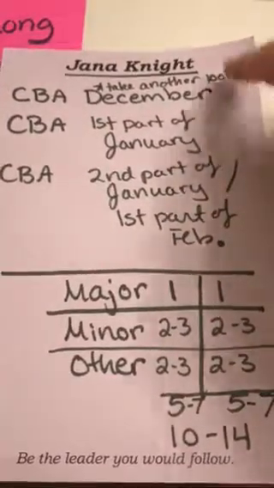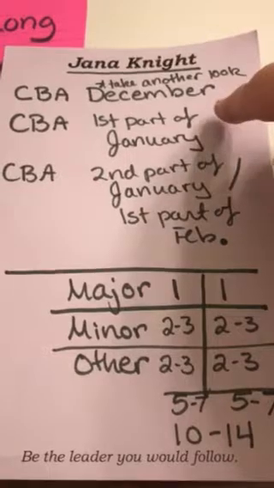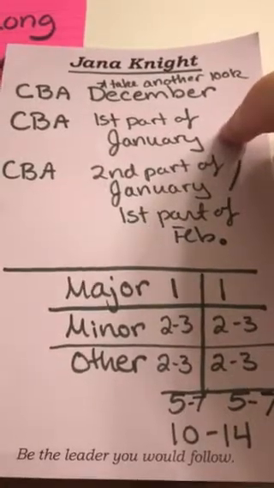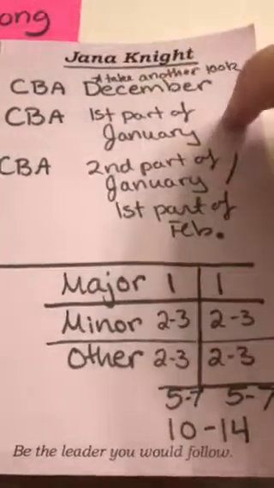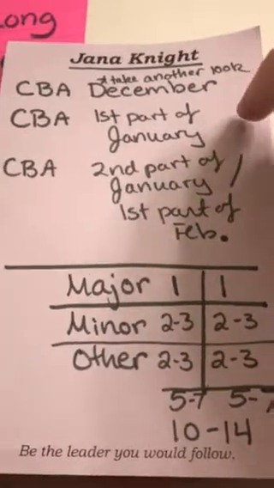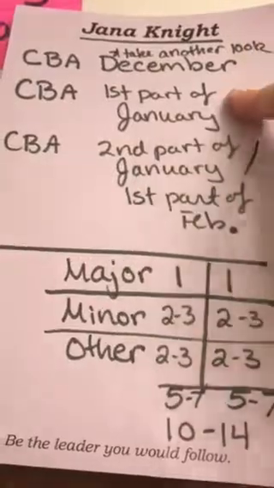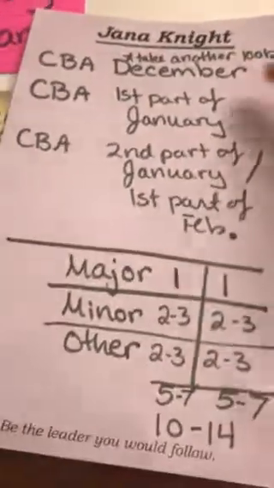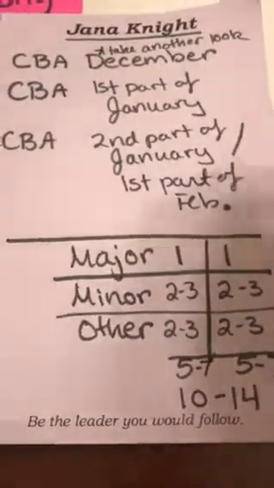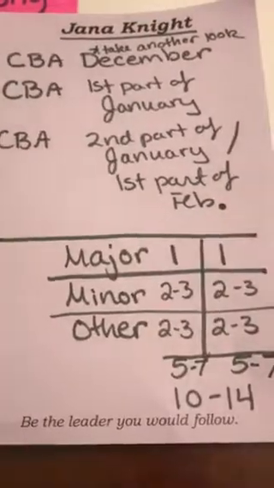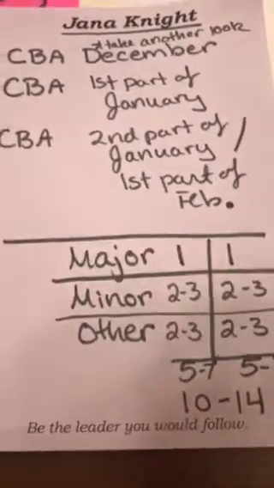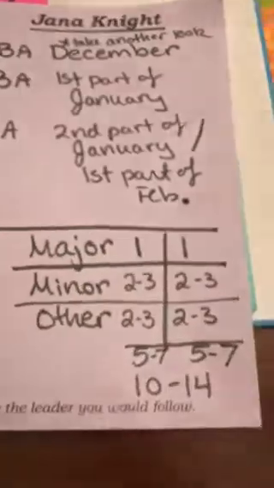After we get that one done, we're going to look at the CBA for the first part of January. I say first part of January because it's different for everybody. Basically what I mean by this is before progress reports in January, and then your second part of January going into February, your CBA that happens after progress reports, that's in the third 9 weeks.